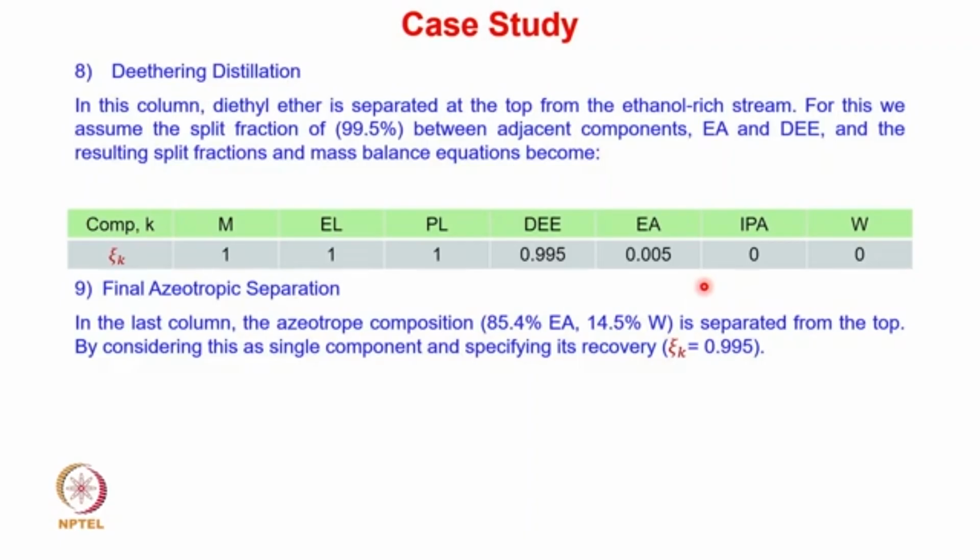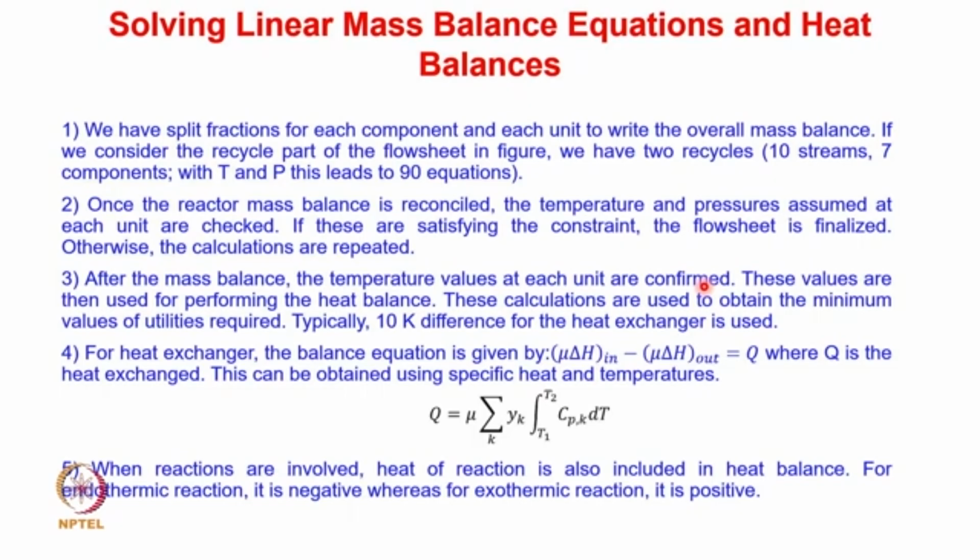So once this entire mass balance study is performed, you can see that there are around 10 streams. There are 7 components, and there are 2 recycles. So if you look at the entire mass balance equations, around 90 linear equations we get, and these 90 linear equations we can solve using different linear equation solvers like simplex algorithm, and finally we can obtain the molar flow rate of each of these components with respect to different units.